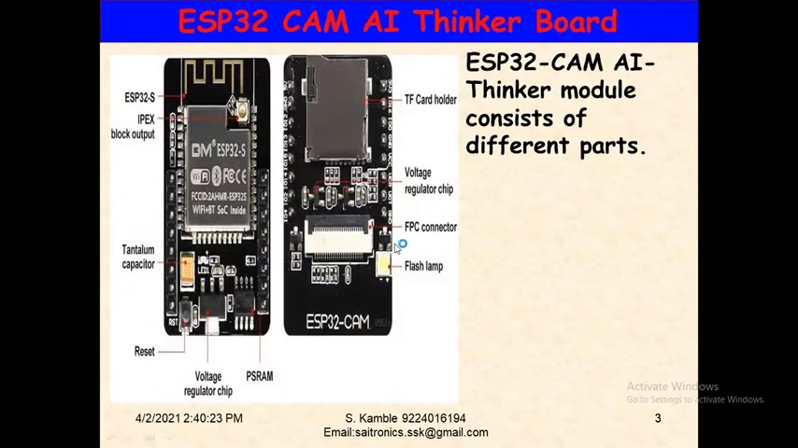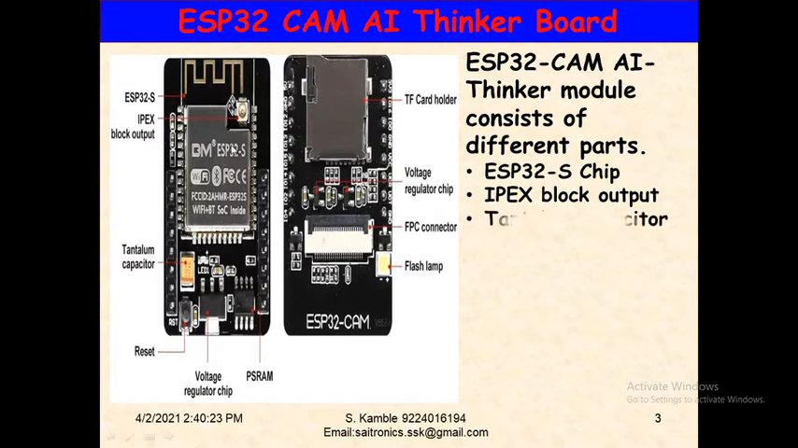So if you see the parts, the first part is the ESP32S chip. So this is the ESP32S chip. The second part is the IPX block output. So this is the IPX block output. You can connect an antenna to extend the range of Wi-Fi here. Next is the tantalum capacitor. This is the tantalum capacitor. It is used to avoid surge, or it is used to keep stable output.